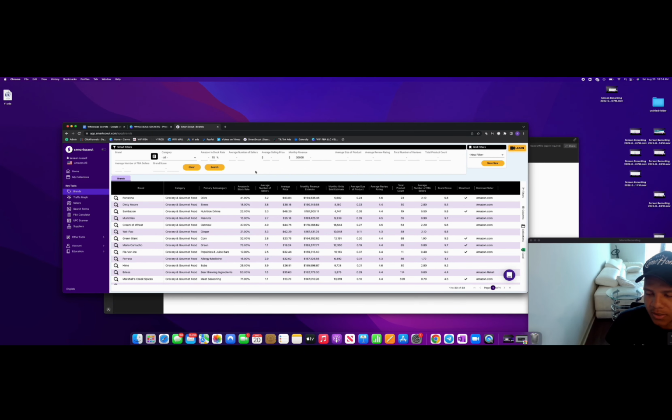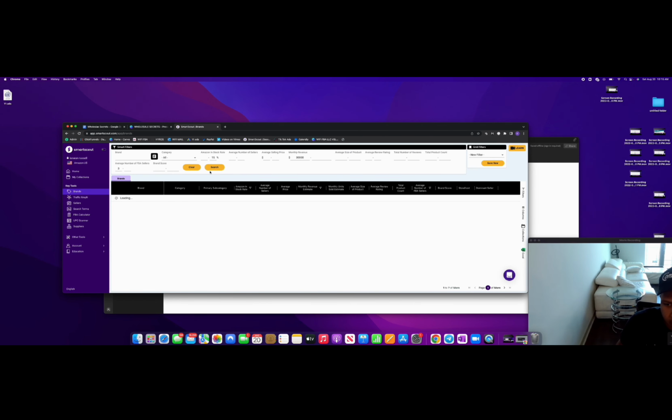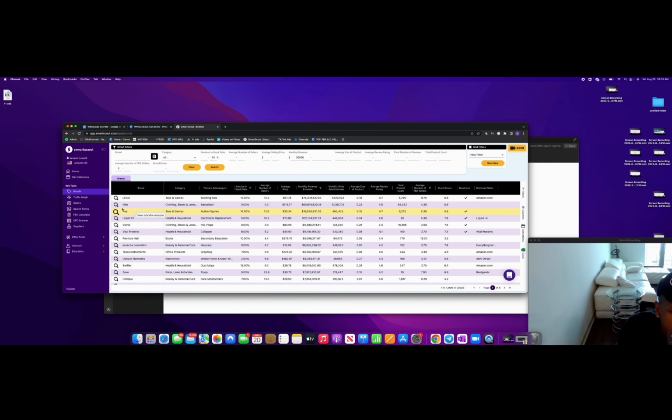Category really doesn't matter. Why? Because we'll sell anything we get our hands on that is going to be a good product, okay? Total product count does not matter. Average size of product does not matter. That only matters when you're trying to do a certain filter for high ticket, low size, okay? But I'm going to explain that later. Average number of FBA sellers: a minimum of 3. That's it, a minimum of 3. That lets you know that they have an average of 3 sellers on each of their products, each of their offers, okay? Search. Boom. 3,000 results popped up.